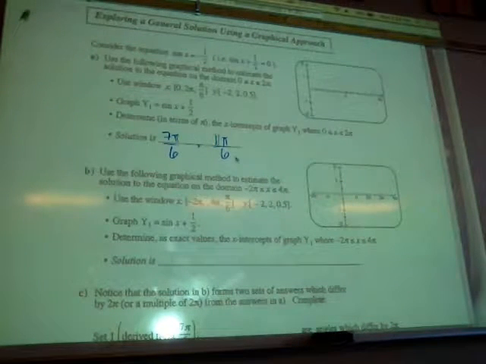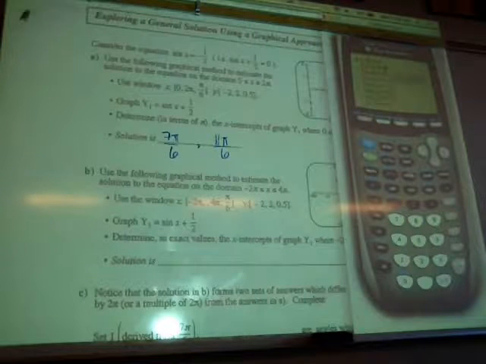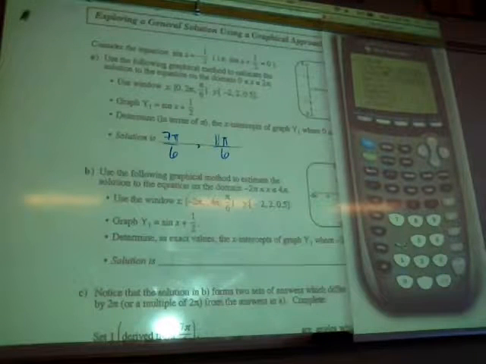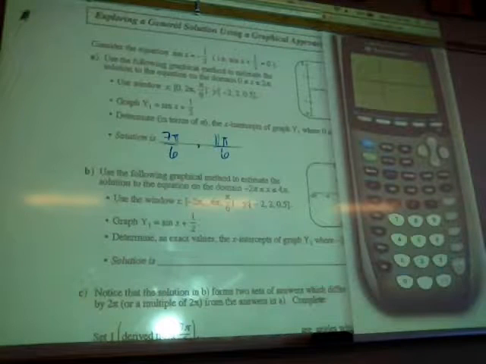Okay, so let's just adjust our window settings. Negative 2 pi to 4 pi. The scale stays the same, it's still pi over 6, and the y measurements, y min, y max, and the scale are going to stay the same. So as you can see, we're crossing the x-axis a few more times.